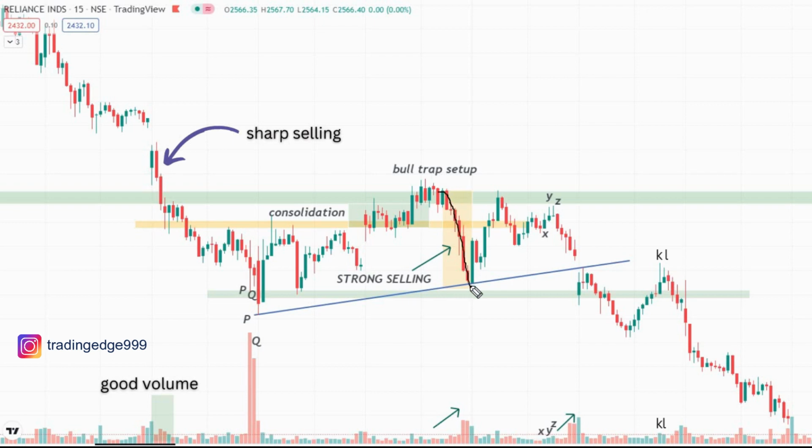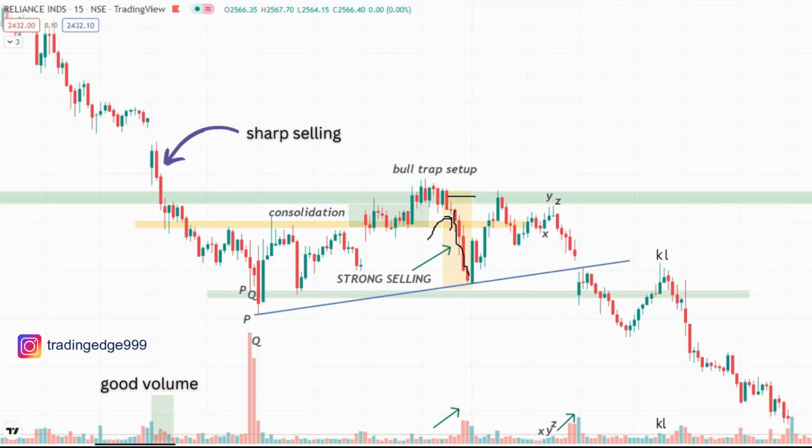Prices sold off aggressively towards the downside, breaking important support zones. So our entry could have been around here, stop loss here, and continue the downward momentum after that. But we will look for entry and exits on our 5 minutes time frame. This is just an idea.